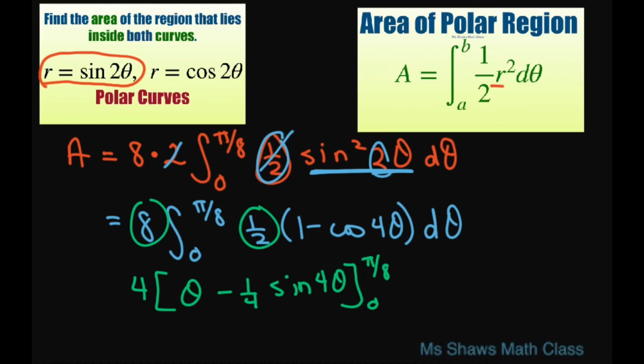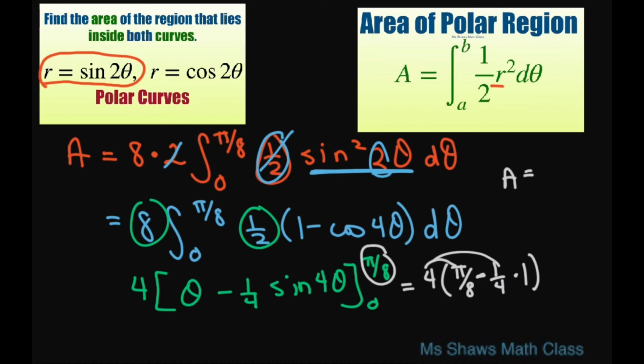All right, so for pi divided by 8, you're going to get this equals 4 times pi divided by 8 minus 1/4 and then times 1. This is minus. So your final answer is going to be, when you multiply this through, your area is going to equal pi divided by 2 minus 1. And that is your area of the whole shaded region that lies inside both curves.